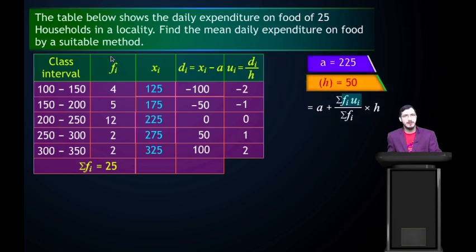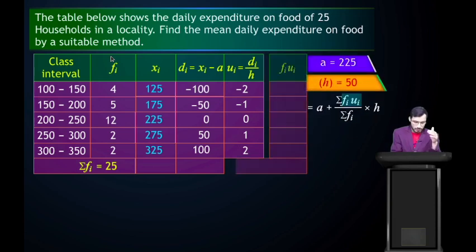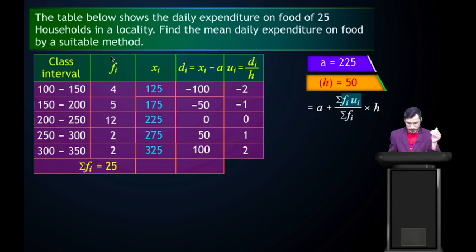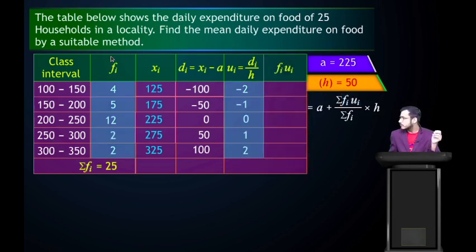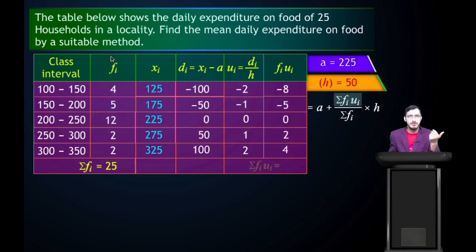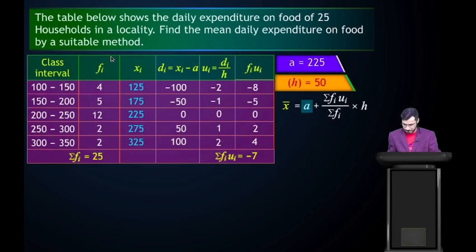Then find f into u, from columns f and u. So here fu is equal to 4 into minus 2, that is minus 8, then 5 into minus 1, and so on. So sigma fu is the summation of all these terms, that is minus 7.